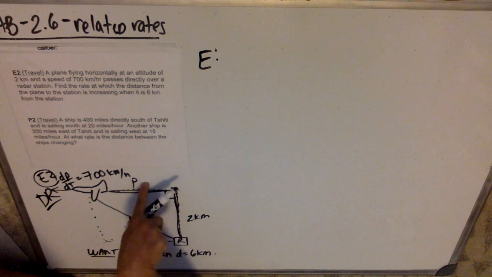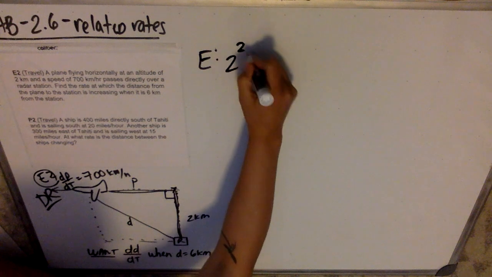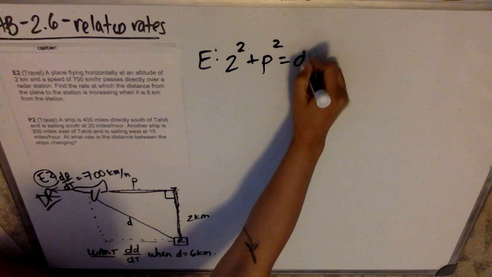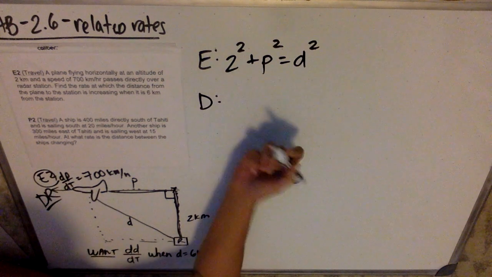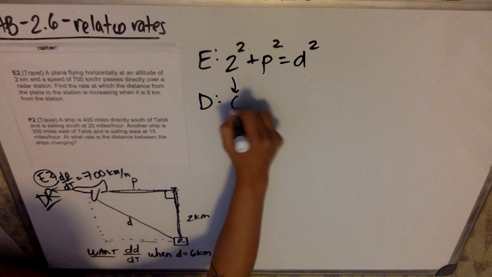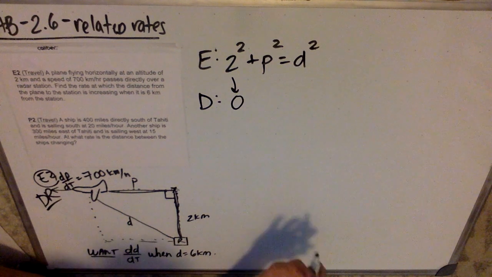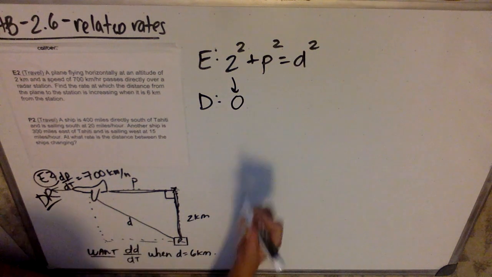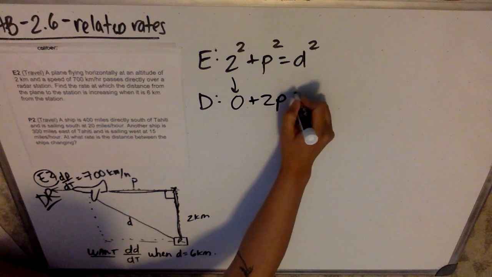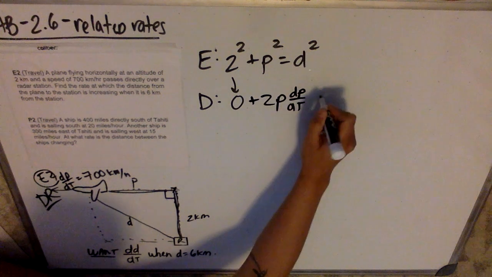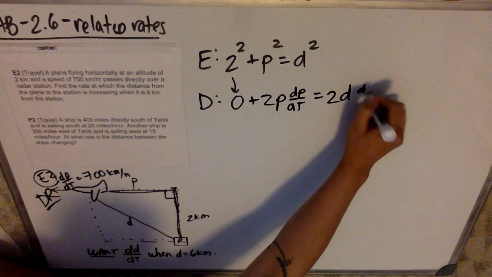2 squared plus p squared equals d squared. So 2 squared plus p squared equals d squared. When I differentiate with respect to time, the 2 squared differentiates to 0 because it's a 4 and the derivative of a constant is 0, plus 2p dp/dt equals 2d dd/dt.